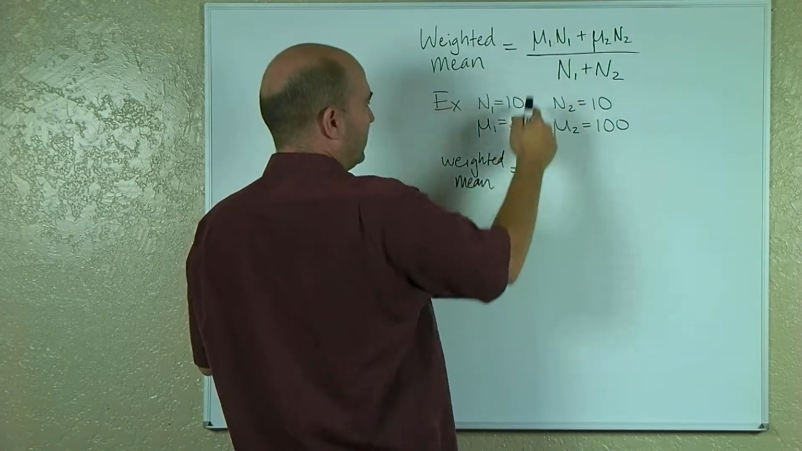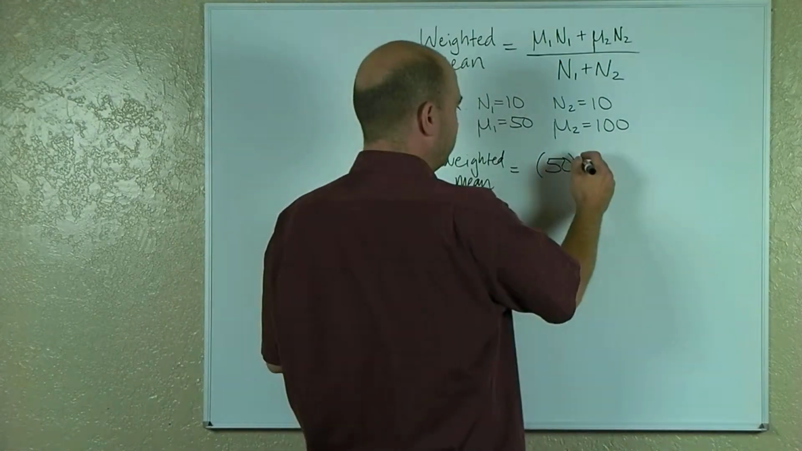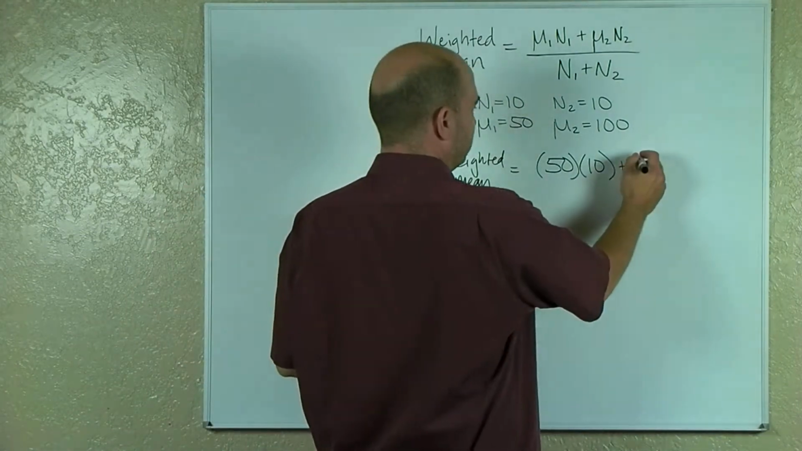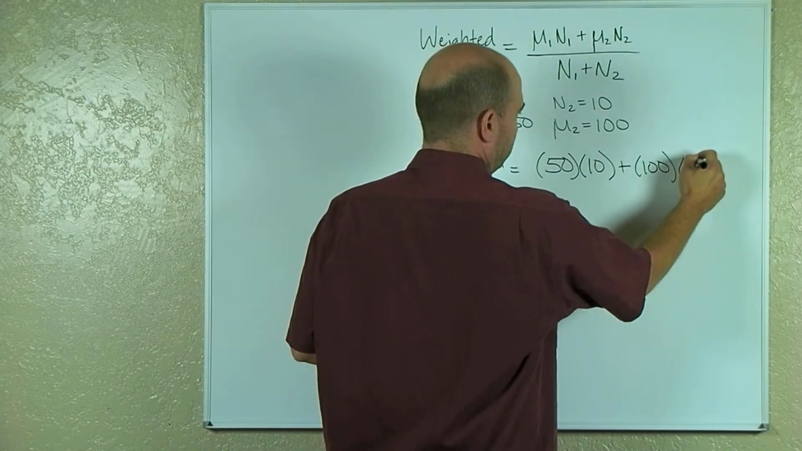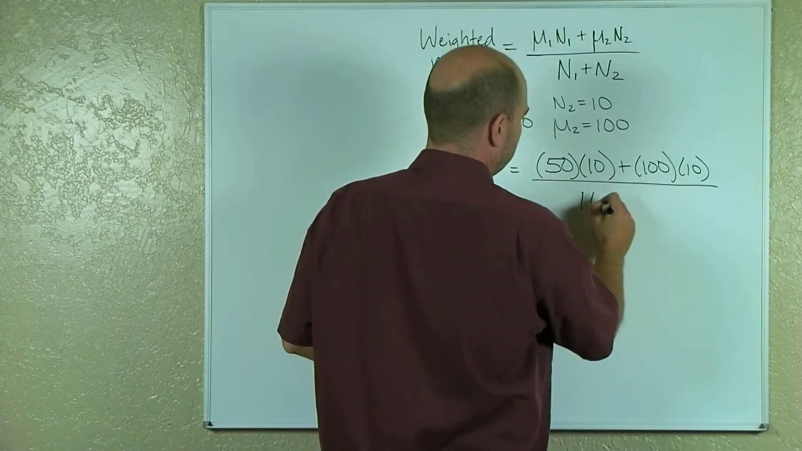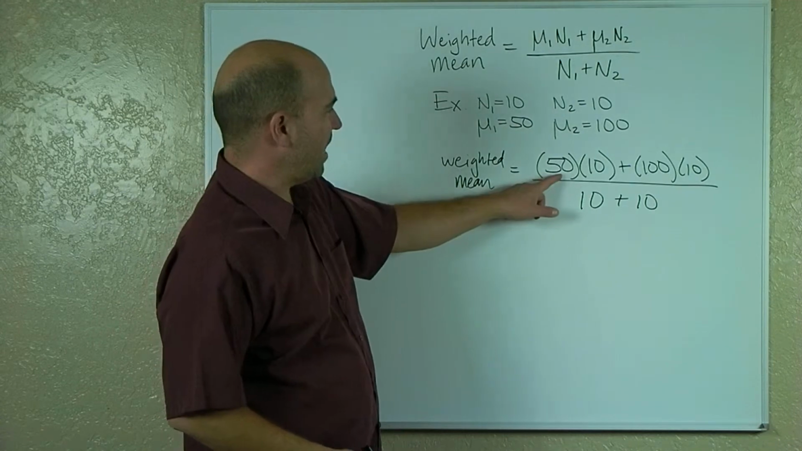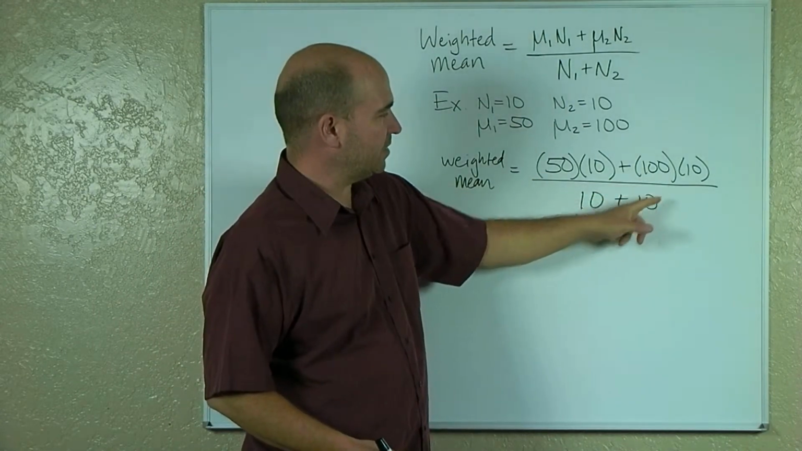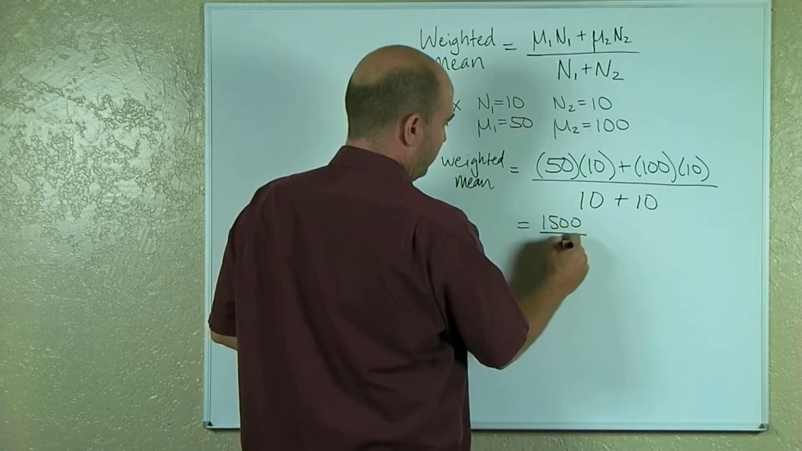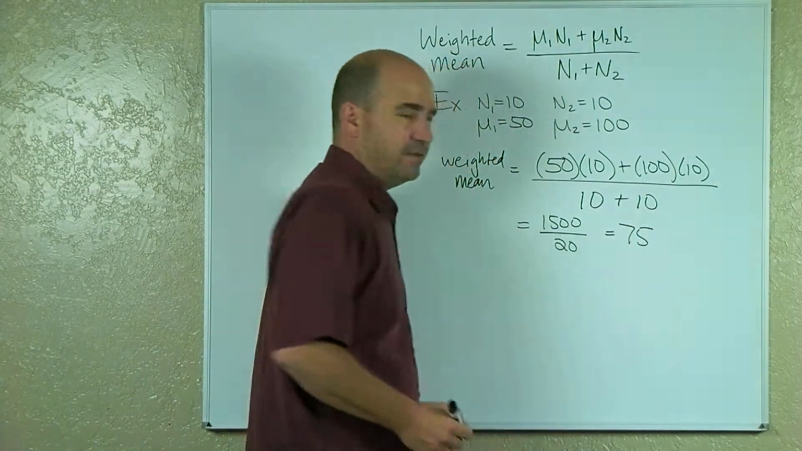we have our first population mean, so I have 50 times 10 plus 100 times 10, and that will be over 10 plus 10. And if you work this out, you should get 500 plus 1,000 over 20, or 1,500 over 20. I'm going to move to the right here to save room, which is equal to 75.